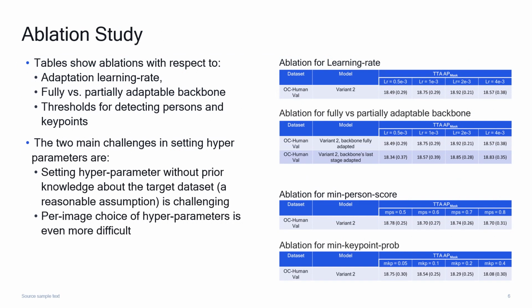Here we give ablation results with respect to various TTA hyperparameters such as adaptation learning rate, full versus partial backbone adaptation, and various pseudo-label thresholds. We note that setting TTA hyperparameters in the absence of prior knowledge about the target domain, which is a reasonable assumption, is challenging. Per image, setting of TTA hyperparameters is even more difficult.